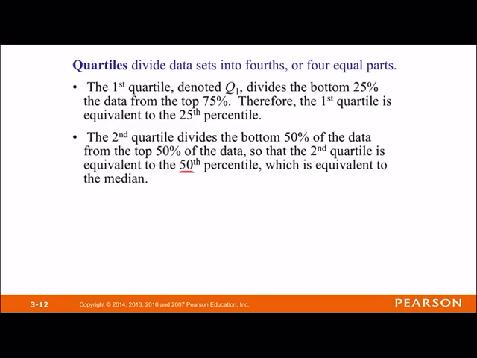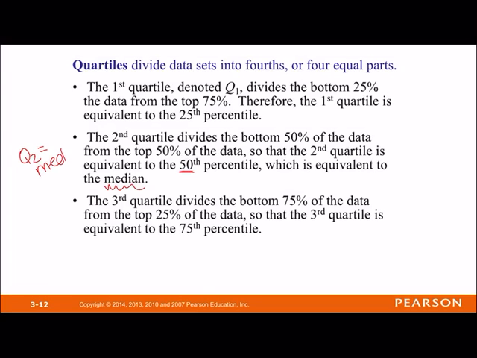Back a few sections ago, we found the median, and the median was the middle number. It split your data into the top half and the lower half. So the second quartile, Q2, is also the same thing as the median. And then we have our third quartile. Think of 3/4 of a dollar: you'd have 75 cents. So the third quartile divides the bottom 75% of the data from the top 25% of the data, so the third quartile is equivalent to the 75th percentile.